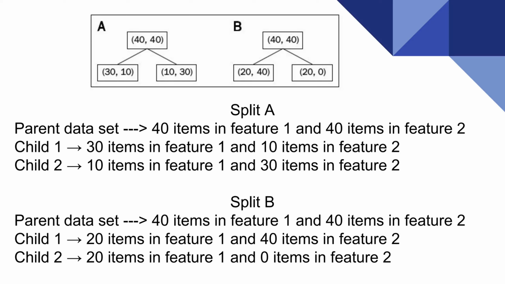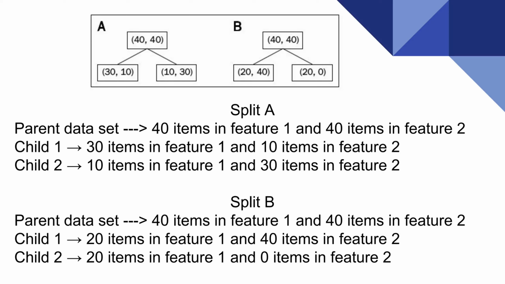Split B, parent node: 40 items in feature 1 and 40 items in feature 2. Child 1: 20 items in feature 1 and 40 items in feature 2. Child 2: 20 items in feature 1 and 0 items in feature 2.